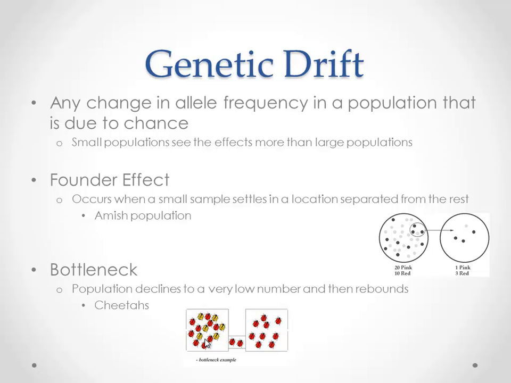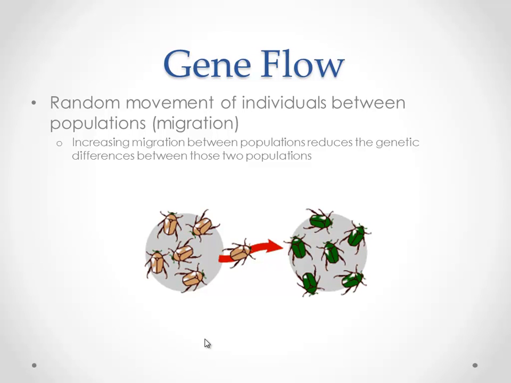The third mechanism of evolution is gene flow. Gene flow is the random movement of individuals between populations, i.e. migration. We already talked about how this violates Hardy-Weinberg. And if we have an increase in migration between two populations, so here we have my tan bugs and my green bugs, if the tan bugs continue to move over and the green bugs continue to move over, we will actually stop seeing a brown population and a green population. We will see a population that is a mix or a hybrid between the two, or we will see equal numbers of brown and green in each population.